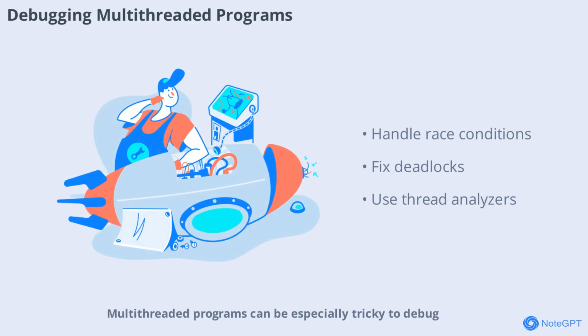Multithreaded programs can be especially tricky to debug. Issues like race conditions and deadlocks are hard to reproduce and diagnose. Developers use thread analyzers and synchronization tools to find and fix these complex bugs, ensuring that programs run smoothly even when multiple tasks happen at once.